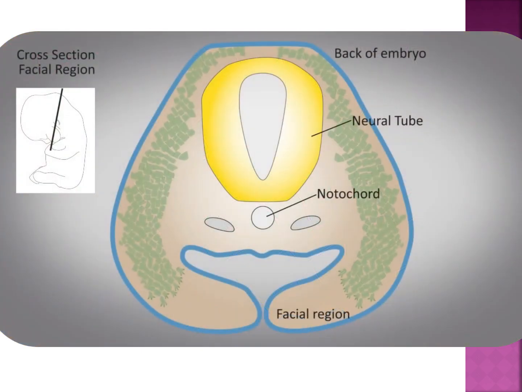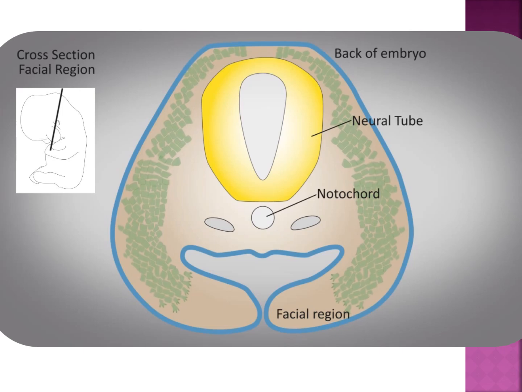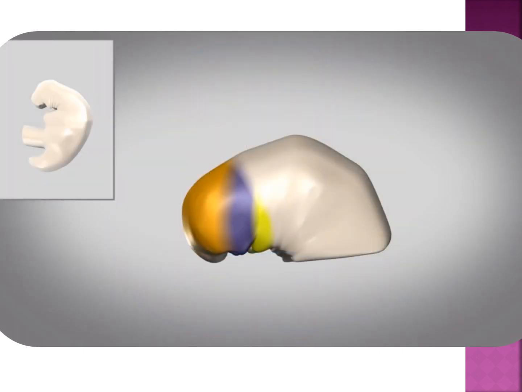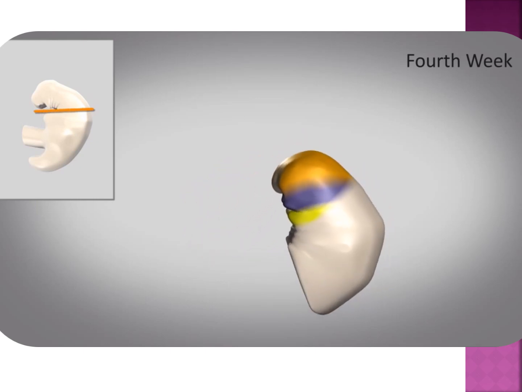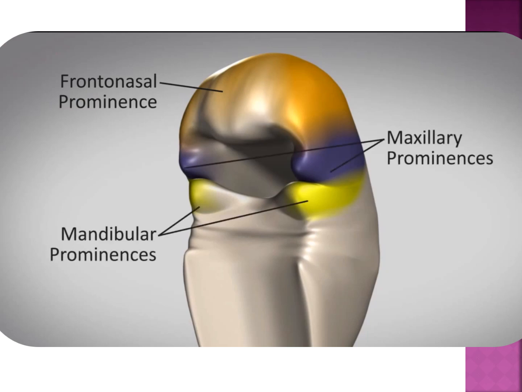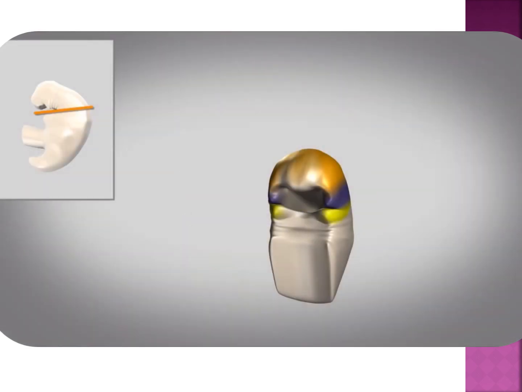Soon after the CNCCs reach their final destination, the facial structures begin to take shape externally. By the fourth week of development, the embryo is characterized by 5 facial swellings, the frontonasal prominence, and the paired maxillary and mandibular prominences. These structures are formed in part from the migration and proliferation of the CNCCs from different regions of the neural tube.